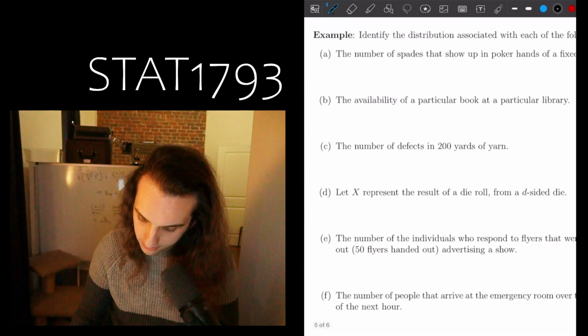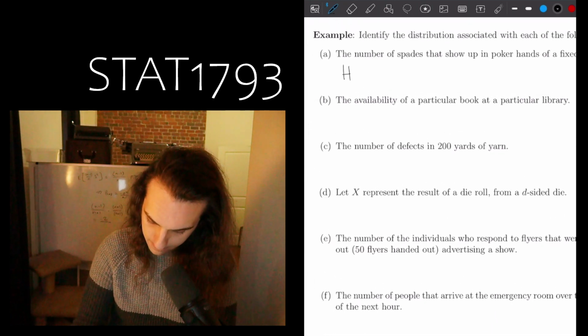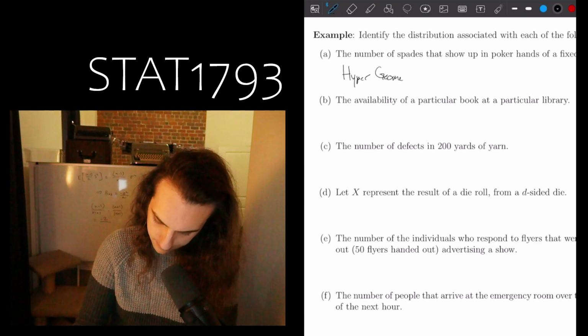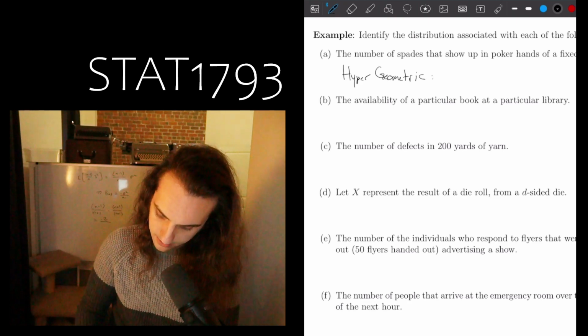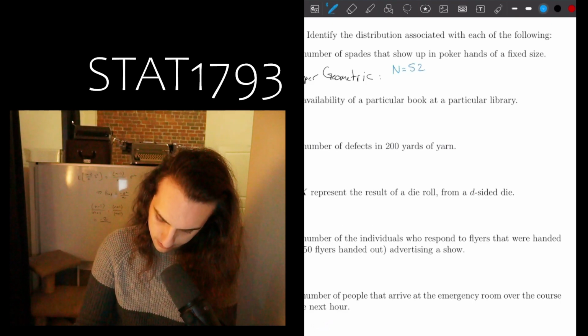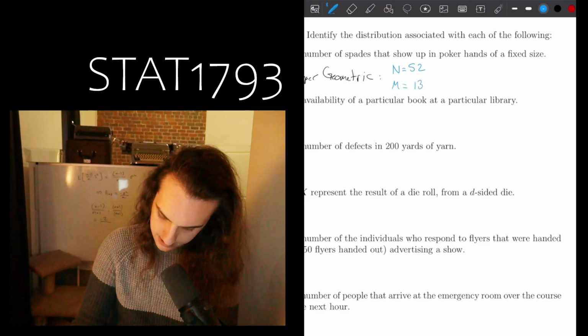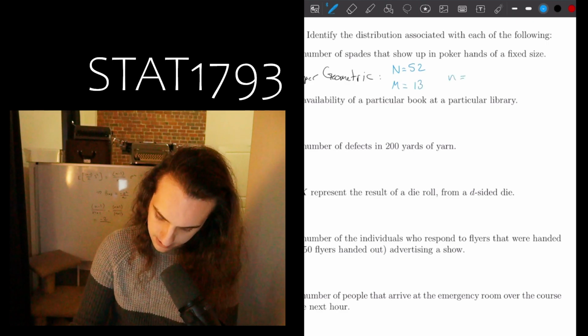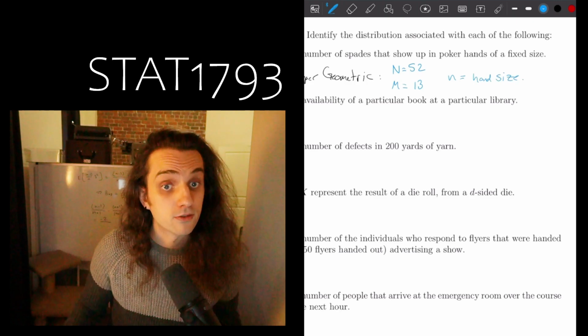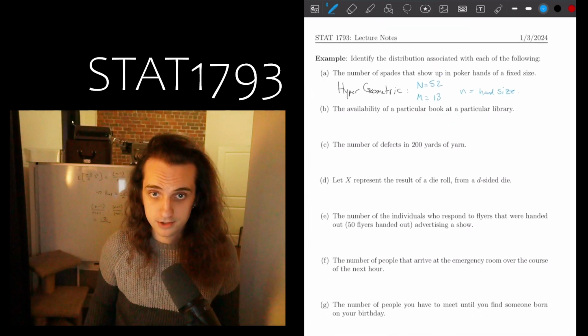Anytime you're sampling without replacement, then you think hypergeometric. And with the hypergeometric here, what we would be thinking about is big N is going to be 52, big M is going to be 13, and little n is going to be the hand size. And this is sampling without replacement. That's how we know it's hypergeometric.